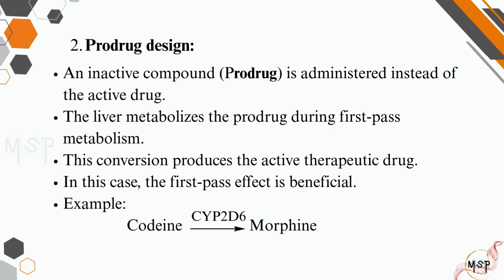The next strategy is prodrug design. Instead of giving the active drug directly, scientists sometimes administer an inactive compound called a prodrug. Once it reaches the liver, enzymes convert it into the active therapeutic form. In this situation, the first-pass metabolism actually becomes beneficial. A classic example is codeine, which is converted in the liver into morphine, the compound responsible for pain relief.